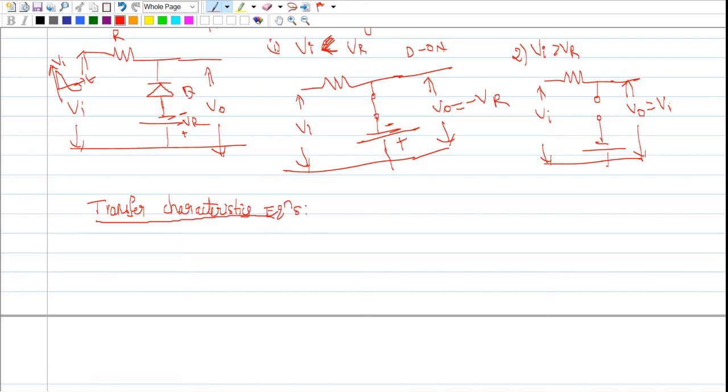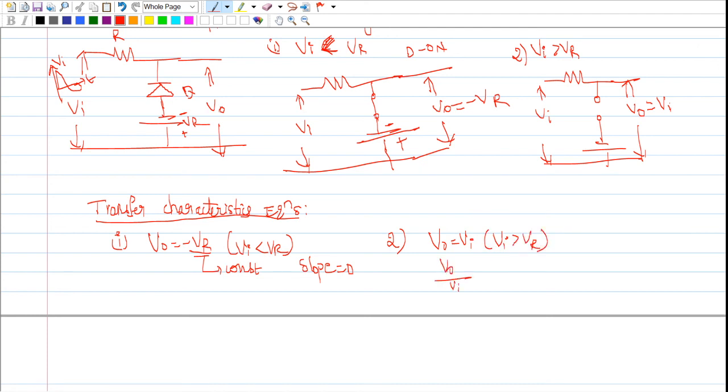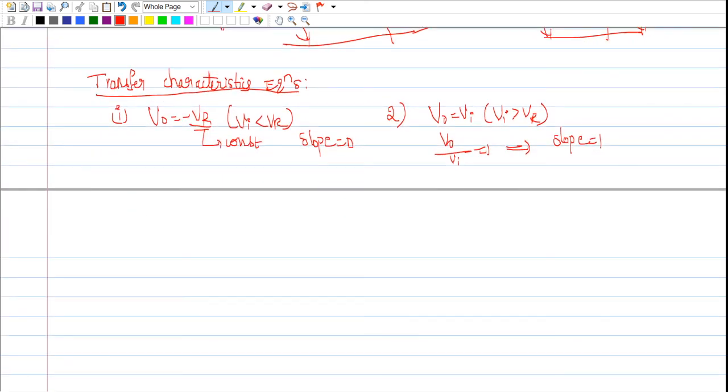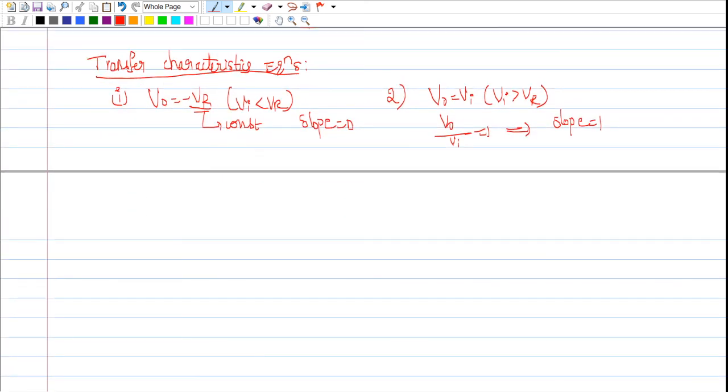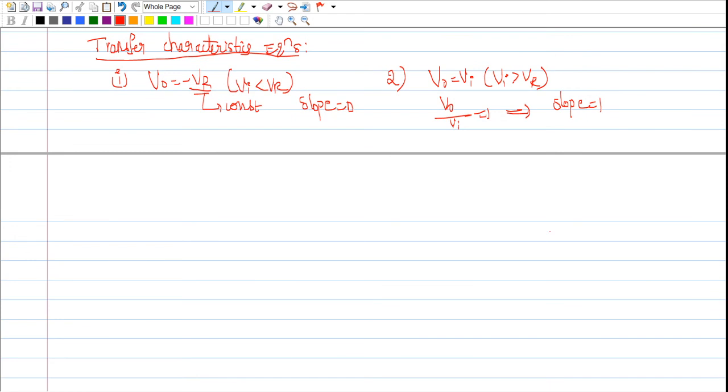The first equation is V0 equal to minus VR, when Vi is less than VR. It is a constant, so the slope is 0 for this condition. The second equation is V0 equal to Vi when Vi is greater than VR, so V0 by Vi is equal to 1, and the slope is equal to 1. Next, draw the transfer characteristic curve.